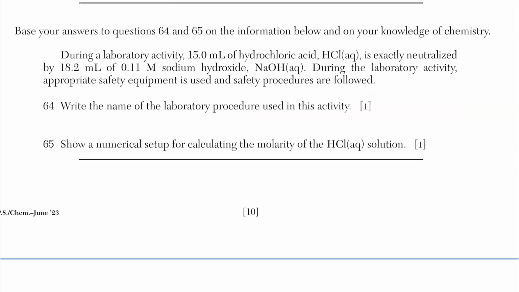So on to 64. Number 64. So again, we have this blurb, and I'm going to go right to the question. Write the name of the laboratory procedure used in this activity. Guess what? Gotta go read the blurb in this case. So during this laboratory activity, we have a certain amount of acid that is exactly neutralized by a certain amount of base.